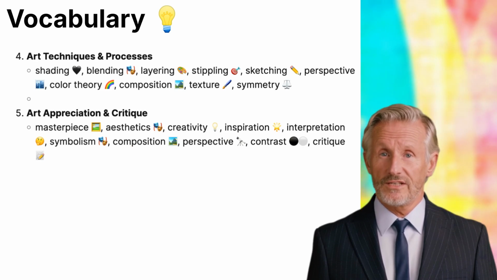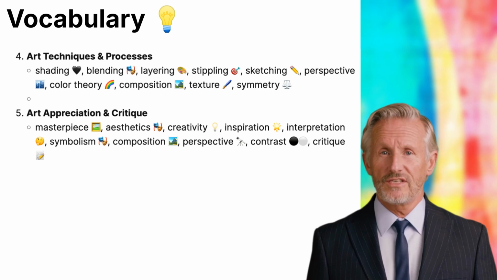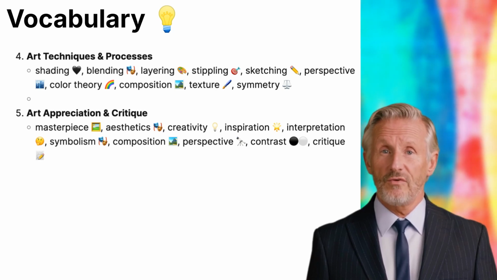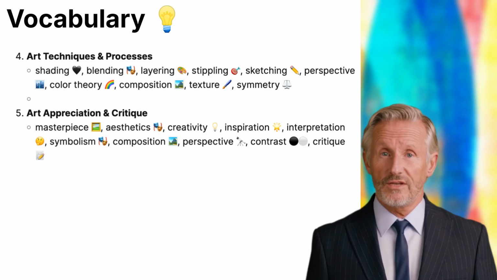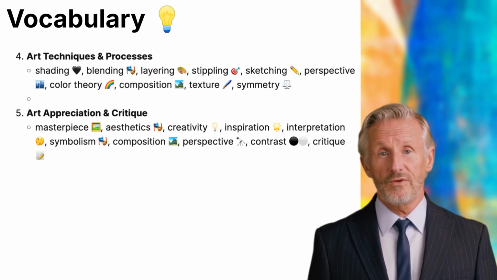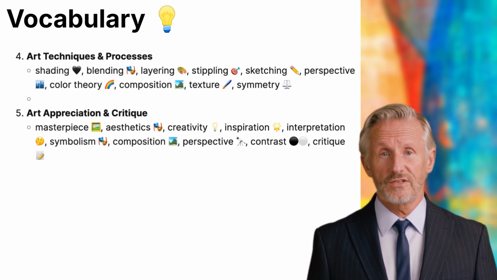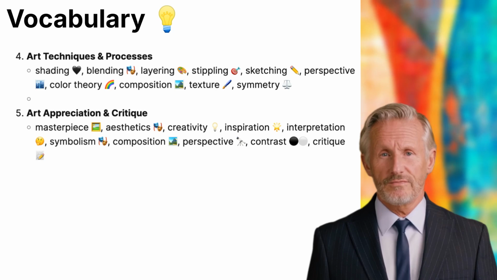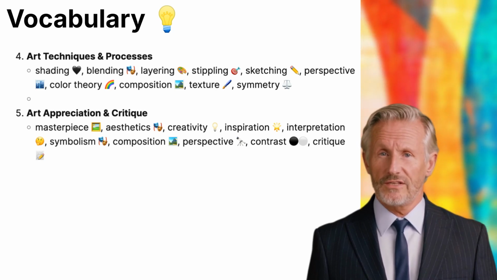4. Art techniques and processes. Shading, using dark and light areas to show depth or volume. Blending, mixing colors or tones smoothly. Layering, applying one layer of paint or material over another. Stippling, using dots to create texture or shading. Sketching, making quick, rough drawings.